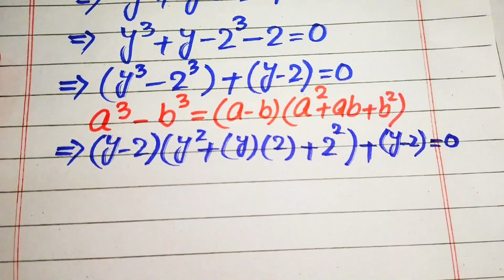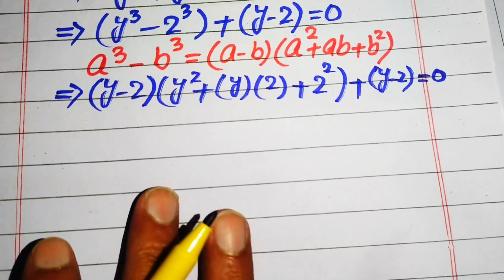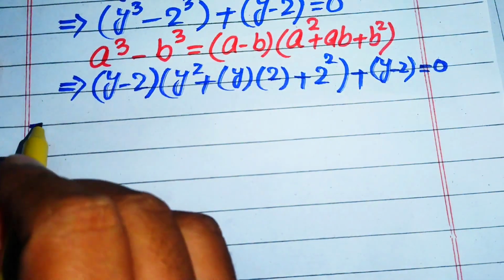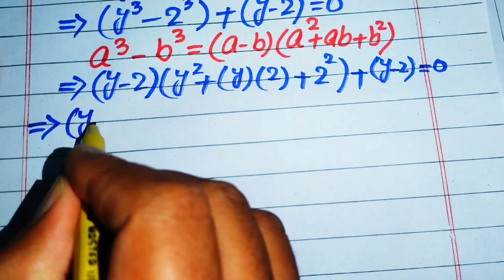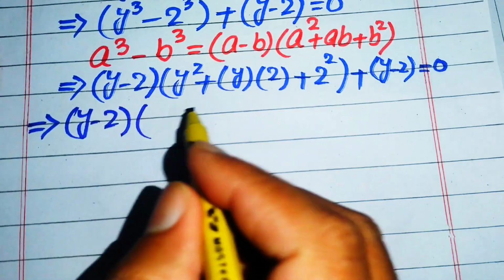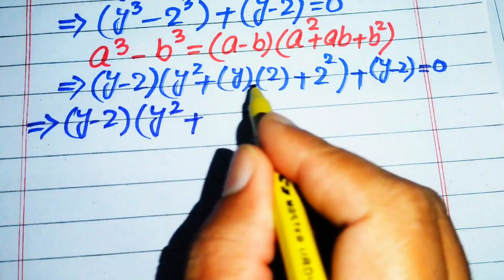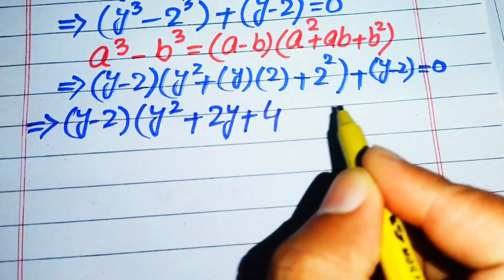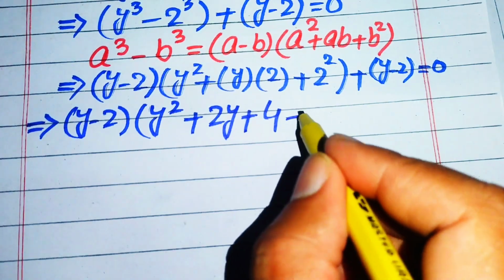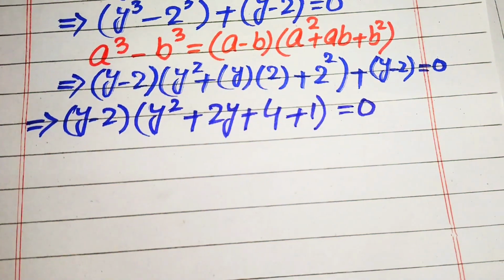And we have the other term y minus 2, and this whole equation equals 0. And now in the next step we need more simplification, and you see that y minus 2 is the common factor, so we take common y minus 2, and its remaining terms are y square plus 2 times y plus 4. So when you take common y minus 2, here we get plus 1, and this whole equation equals 0.